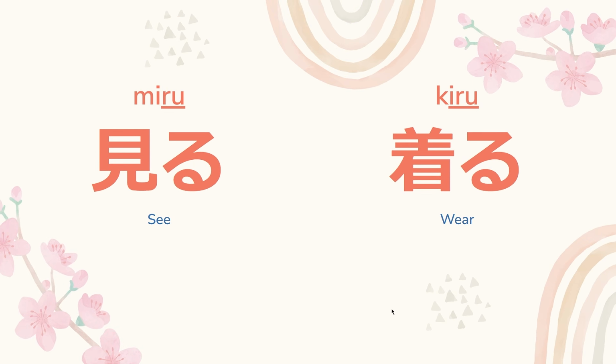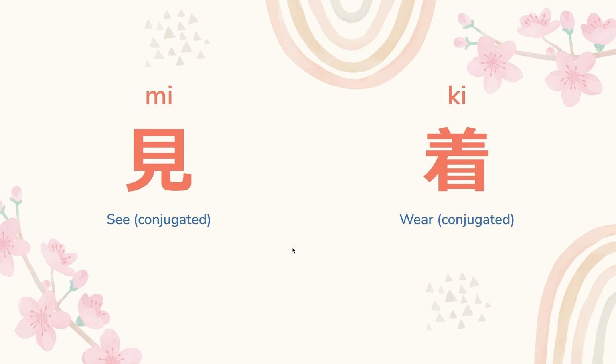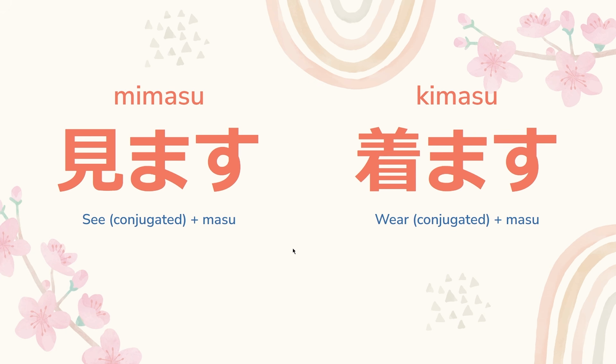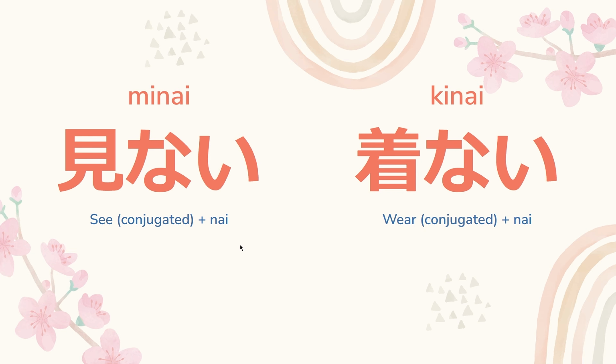First, we turn them into their conjugated forms by dropping the ru, leaving us with mi and ki. And to make this formal, we would add the helper verb mas, so we get mimas and kimas. And to make it negative, we add nai, so we get minai and kinai.